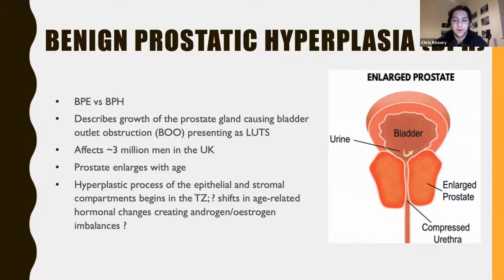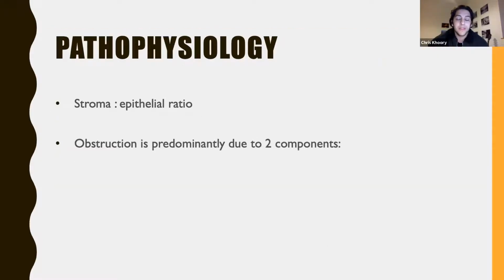It increases in volume by around 2.4 cubic centimeters a year on average from 40 years of age. It's a hyperplastic process of the epithelial and stromal tissue. And it's thought that this is caused by shifts in age-related hormonal changes, creating androgen and estrogen imbalances, although this isn't 100% clarified. So the pathophysiology of BPH, it's an important concept to understand as a stroma epithelial ratio.